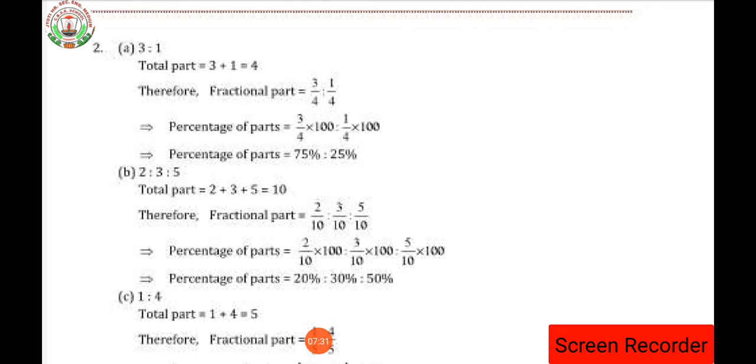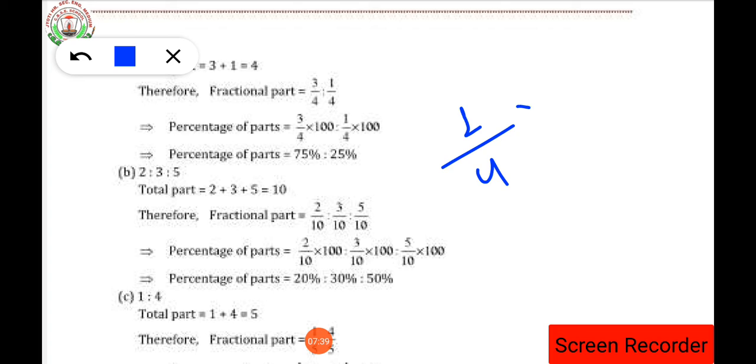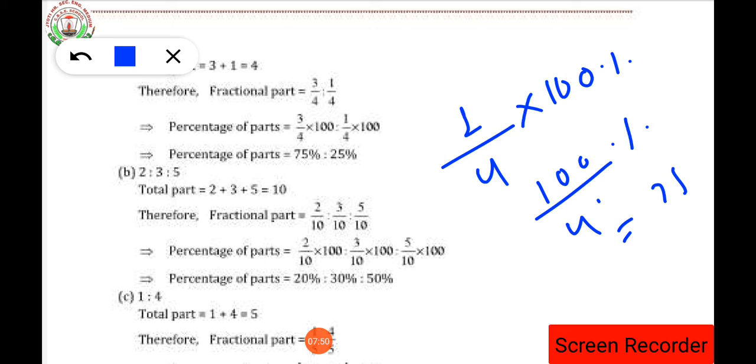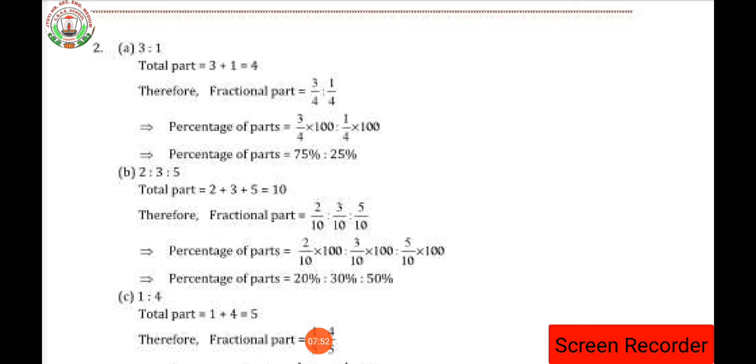Okay, in the same way you have to do the second part also. What is the second part of that? One is the ratio B value. Total ratio is 4 into 100%. So 100 into 1 will be 100 itself, divided by 4. So we will get 25%. So in this way you have to convert the ratios into percentages.